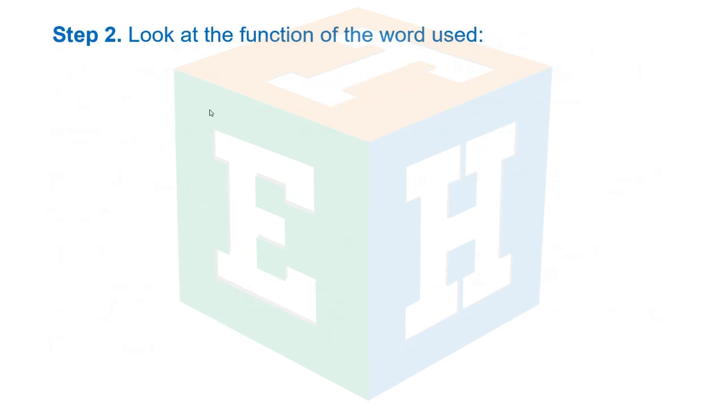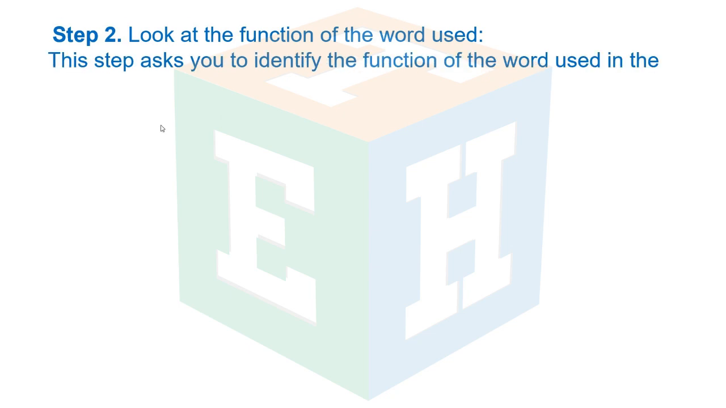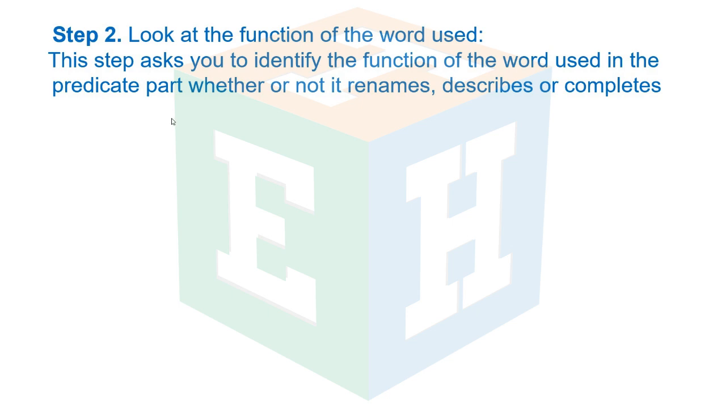Step 2. Look at the function of the word used. This step asks you to identify the function of the word used in the predicate part, whether or not it renames, describes, or completes the subject.